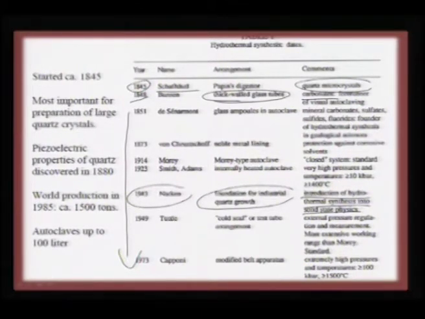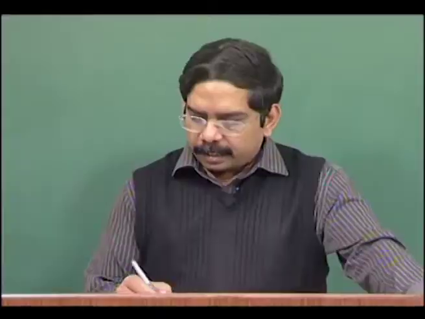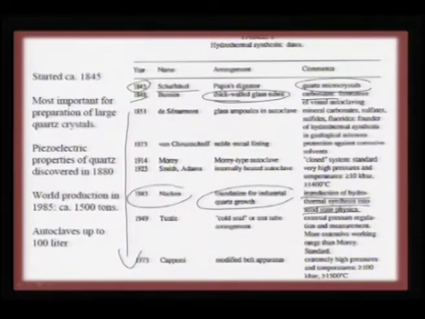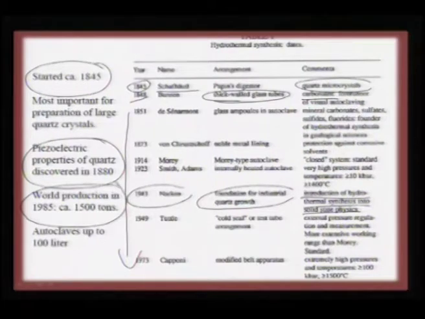And then there have been several books written where the mechanism and the physical implications of hydrothermal synthesis have been studied. So, this was mostly a turning point where hydrothermal synthesis was taken much more seriously. Just to draw your attention, the piezoelectric property of quartz was discovered in 1880, and world production of quartz was aimed at in 1985, and up to 1500 tons of quartz has been made using hydrothermal synthesis.